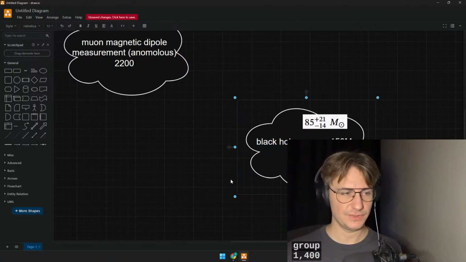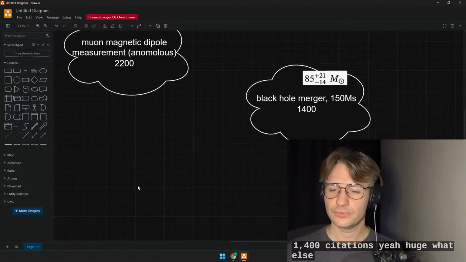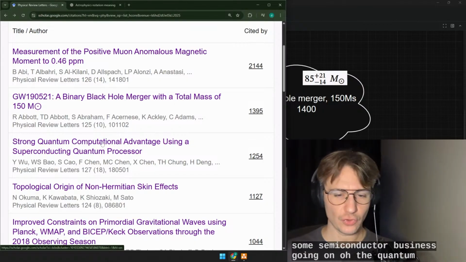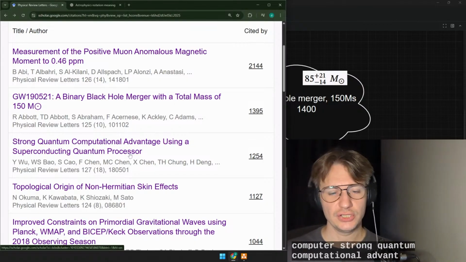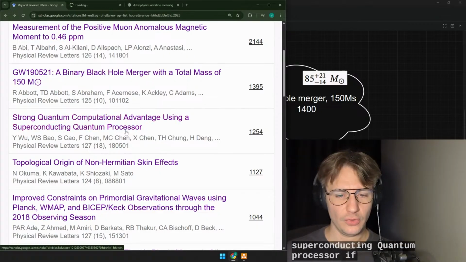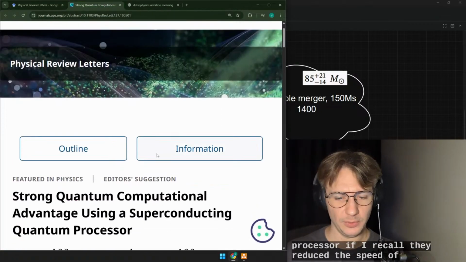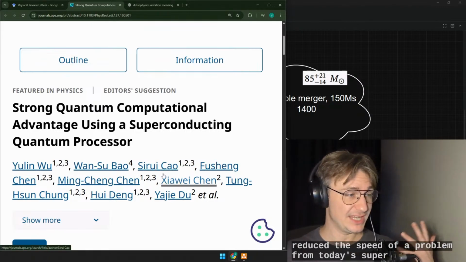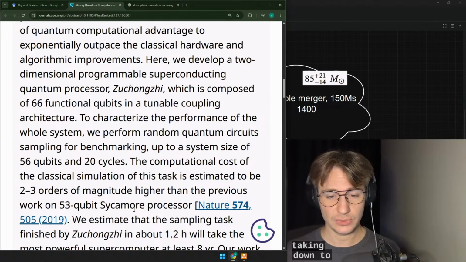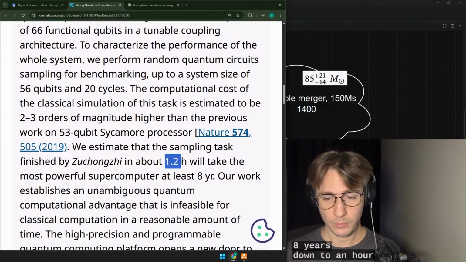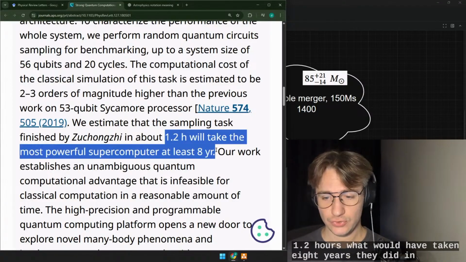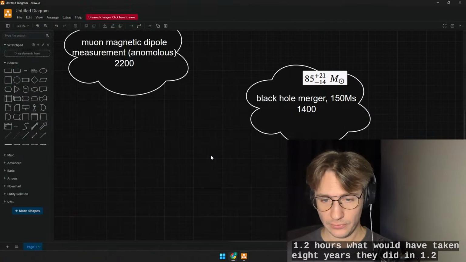$1,400 citations. Yeah, huge. What else was huge? I think there's some semiconductor business going on. Oh, the quantum computer. Strong quantum computational advantage using a superconducting quantum processor. If I recall, they reduced the speed of a problem from today's supercomputers taking 8 years down to an hour, 1.2 hours. What would have taken 8 years, they did in 1.2 hours.